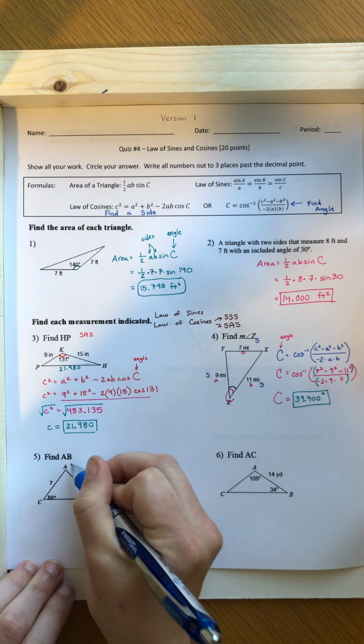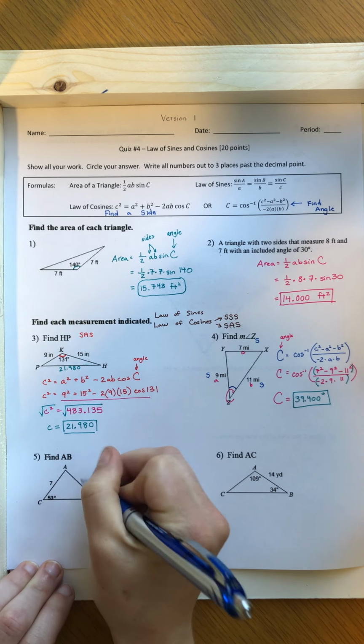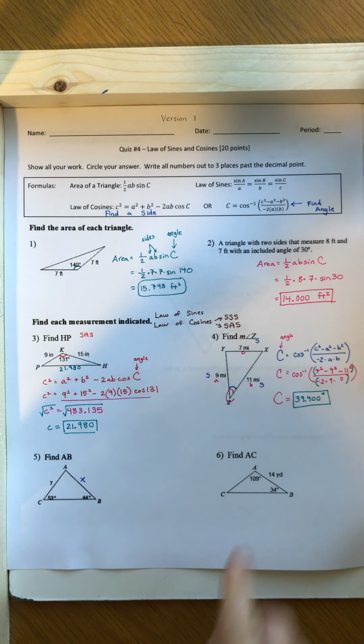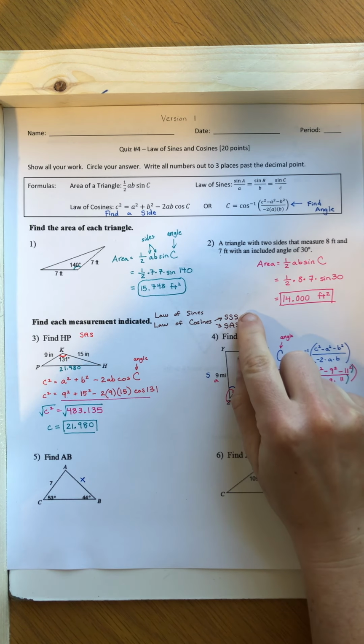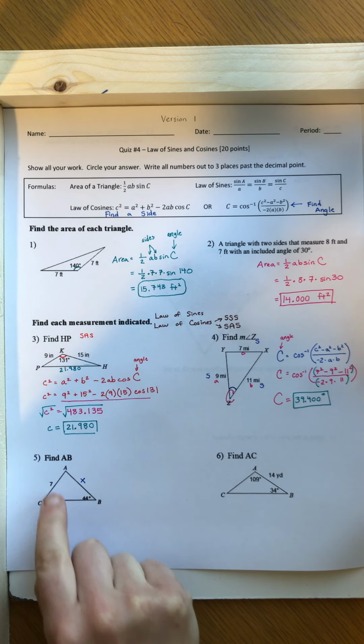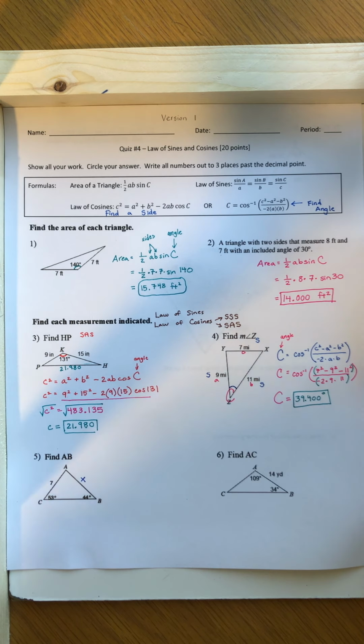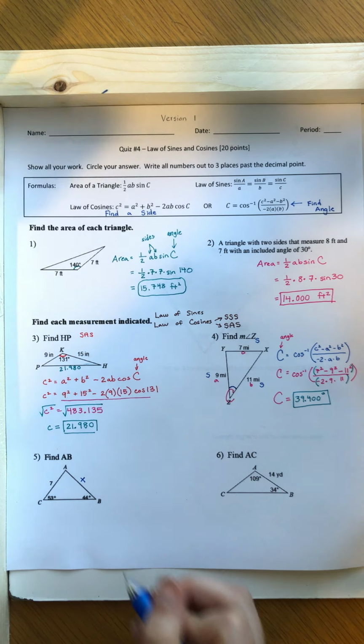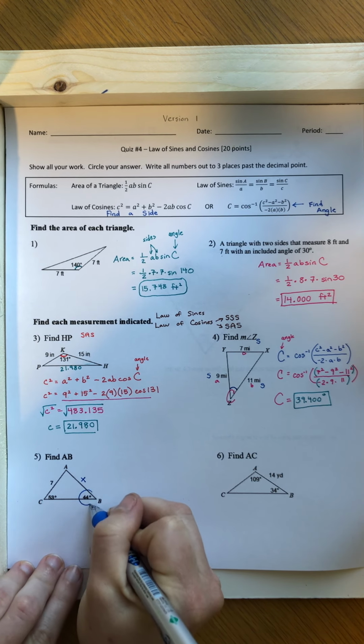Number 5 is asking me to find the side AB. So I'm going to put a little X here because that's what I want to find. I am not given all the sides, and I am not given an angle in between 2 sides. So for this one, I'm going to use the law of sines. The law of sines formula is written up here. So this is where we circled the angle.